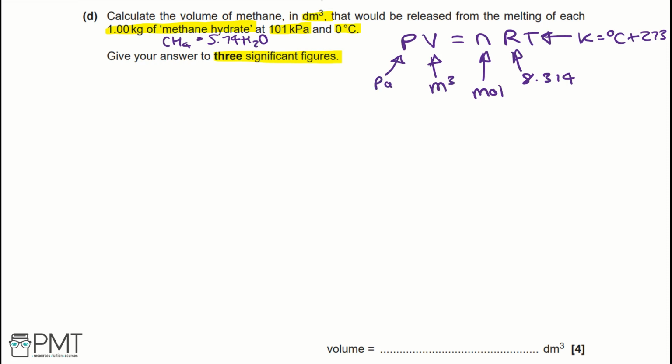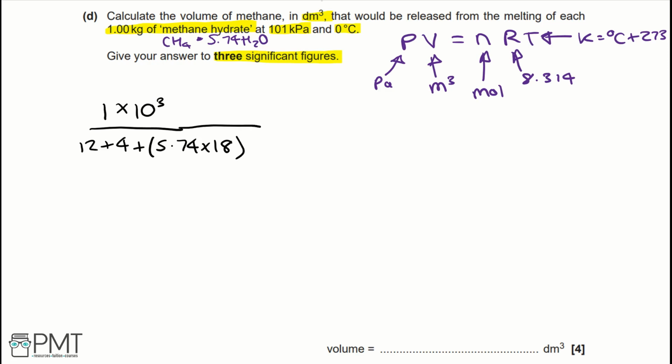Firstly, with this question, we need to work out the number of moles of methane hydrate. We do this by taking our mass of 1 kilogram, turning the kilogram into grams by multiplying by 1,000, and dividing by the RFM of methane hydrate. So 12 plus 4 plus 5.74 times 18, 18 being the relative formula mass of water. This gives us the number of moles at 8.38 moles.